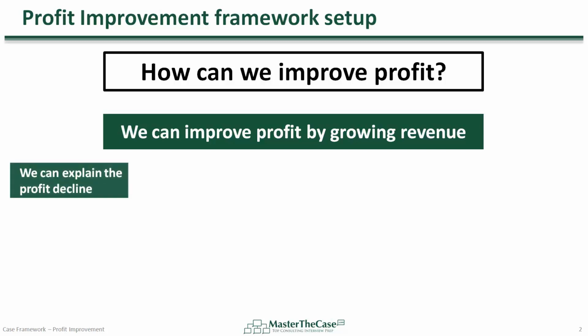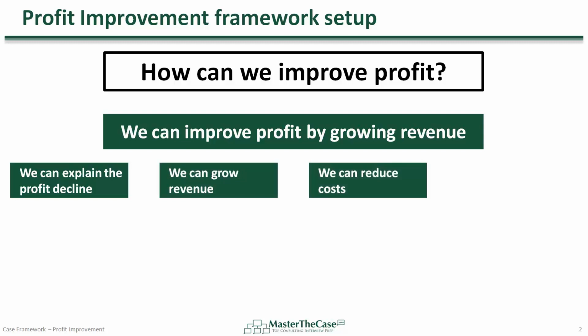1. We can explain the profit decline in order to address its root cause. 2. We can grow revenue. 3. We can reduce costs if growing revenue proves difficult. And 4. We can justify the plan financially. Finally, based on the logic tree elements, we define four key issues that can be answered simply as yes or no to form the core profit improvement framework.